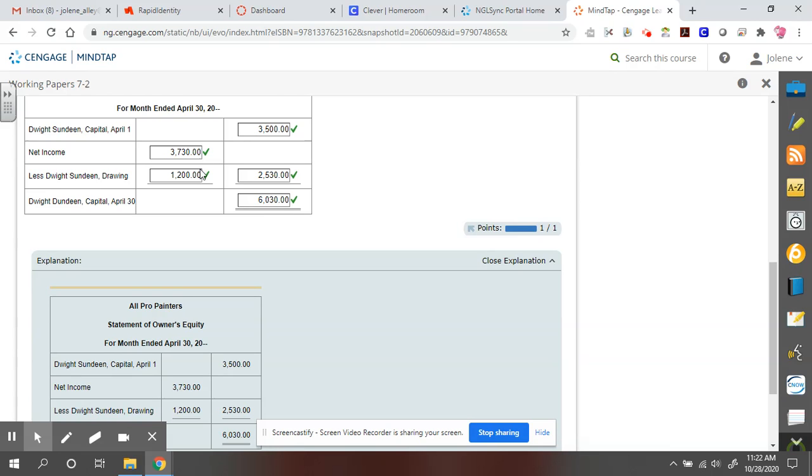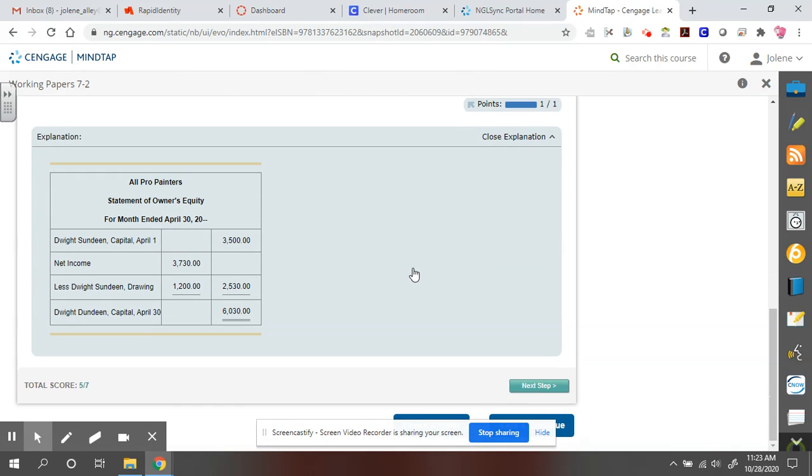All right, so these three numbers I got off the worksheet. I just needed my calculator to do these two. Okay, going to the next step.